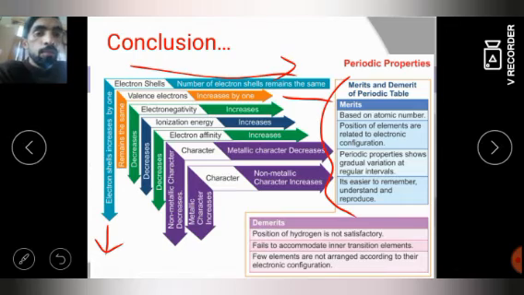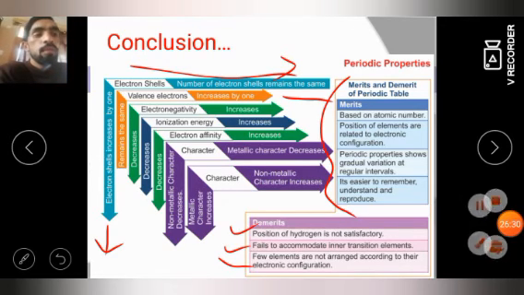Demerits: the position of hydrogen is still not satisfactory. It fails to accommodate inner transition elements. They are kept inside, okay, the F block. Few elements are not arranged according to their electronic configuration. This is also one of the major problems.